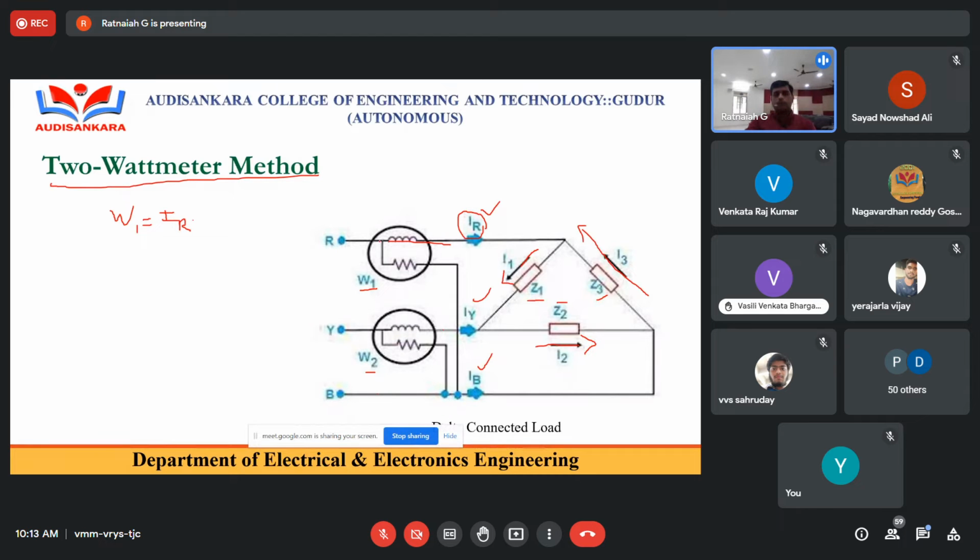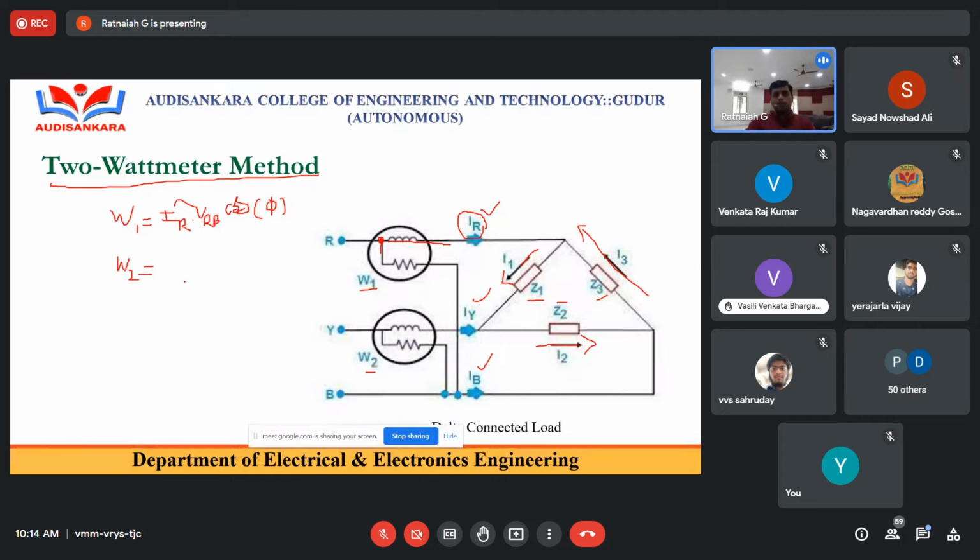What is the voltage of the first wattmeter? Look at this one. The voltage coil of the first wattmeter is connected between R and B. Therefore, I can take directly VRB. Now, what is the angle? So cos of the angle between both these two. Let the first angle be phi, let us assume.